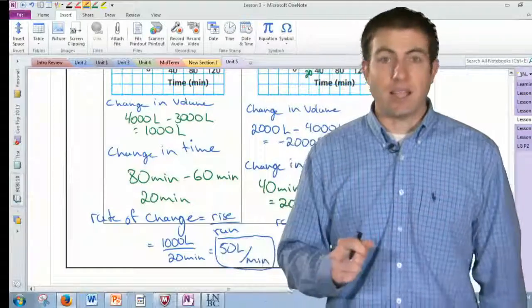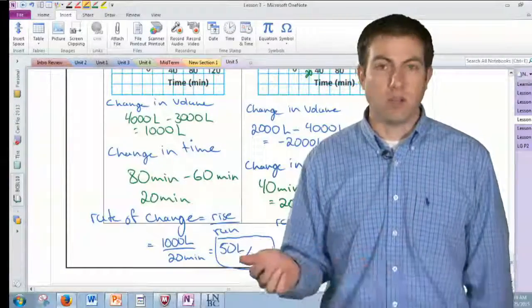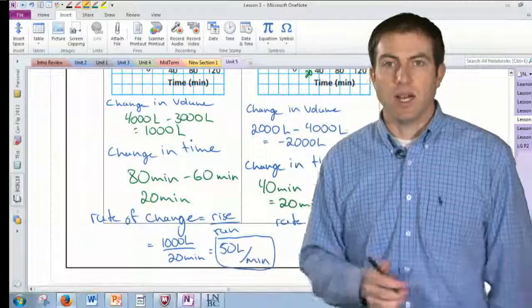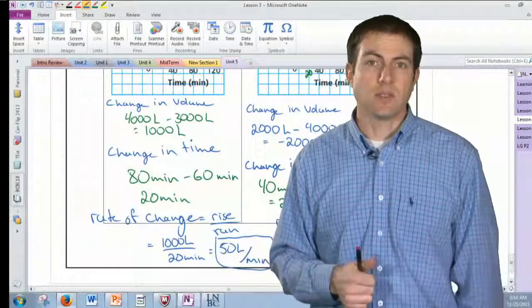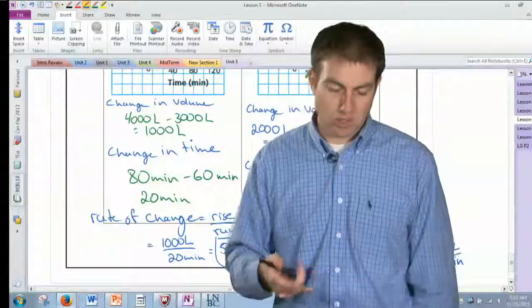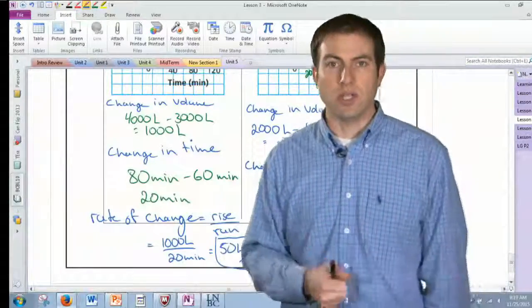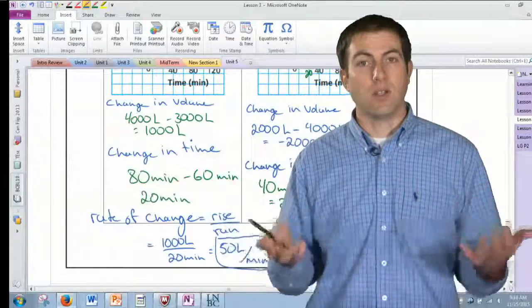But when I was in his class, he said, if you ever get a graph and you don't know what to do with it, find the slope. 99% of the time, when you're given a graph, at some point they're going to ask you what the slope of the line is, which is the rate of change. It's the same thing we just did. So that holds really true in this unit and the next unit we're dealing with. If you don't know what to do, find the slope of the line.